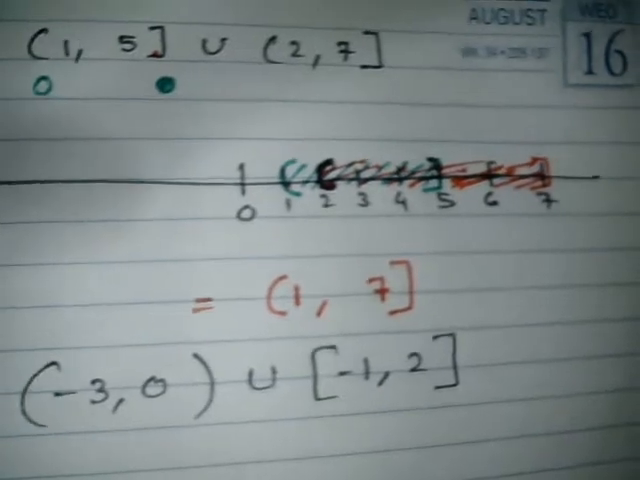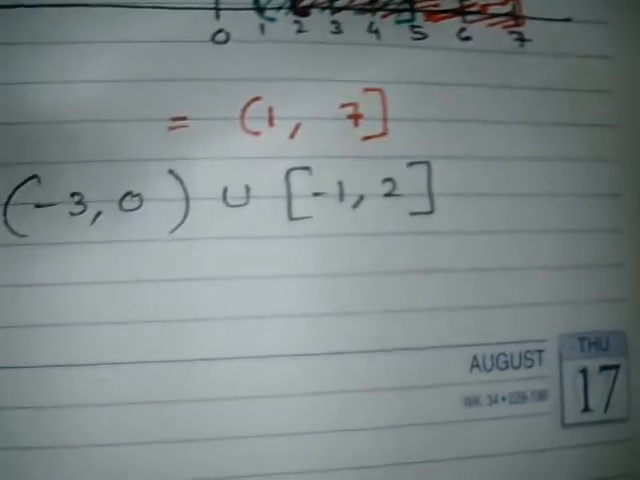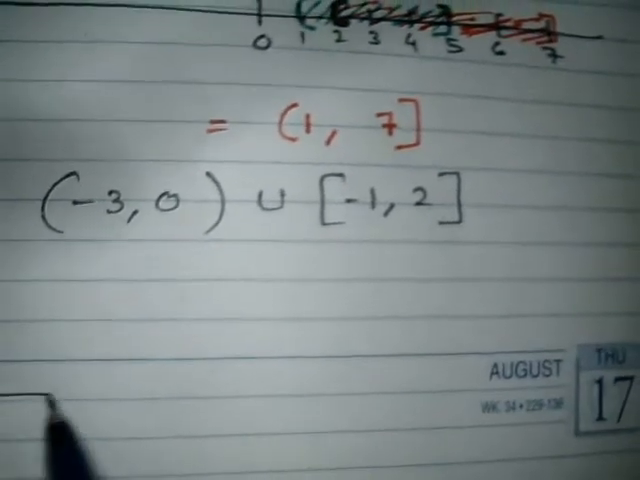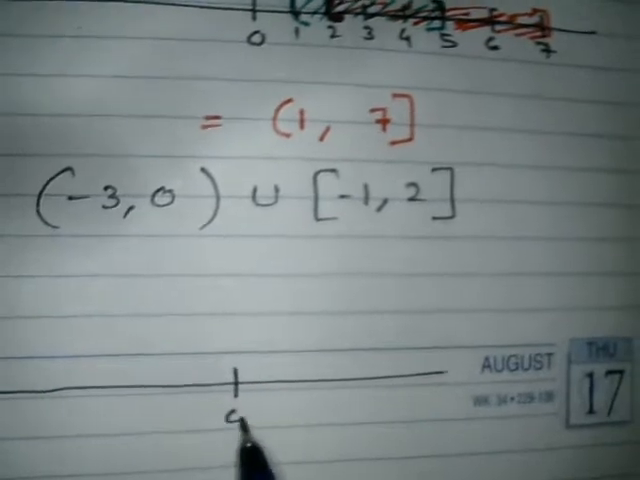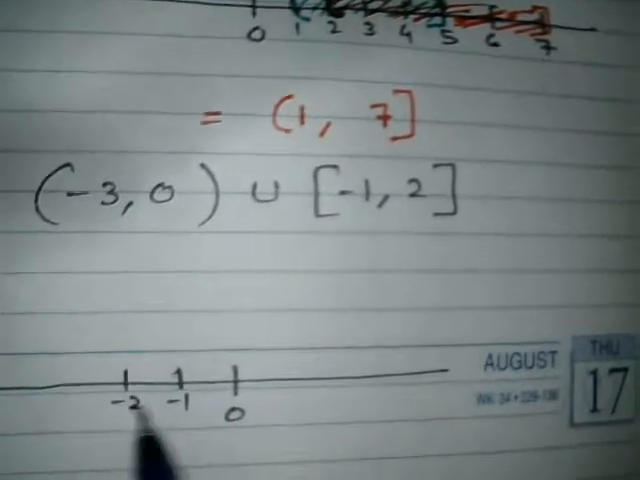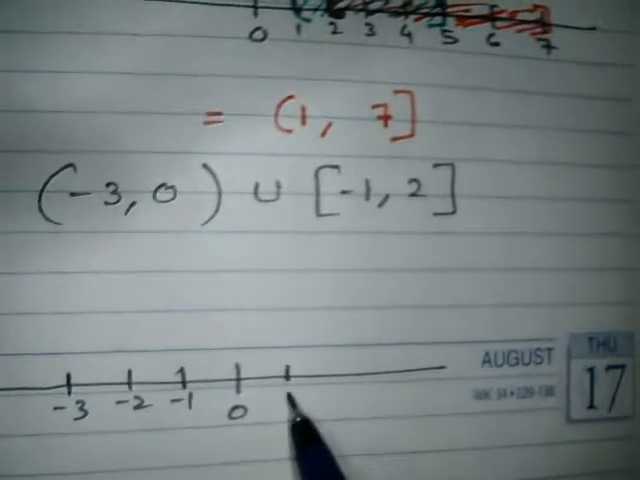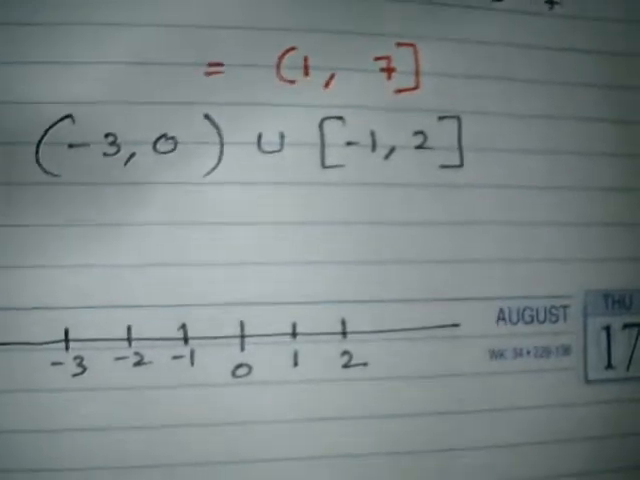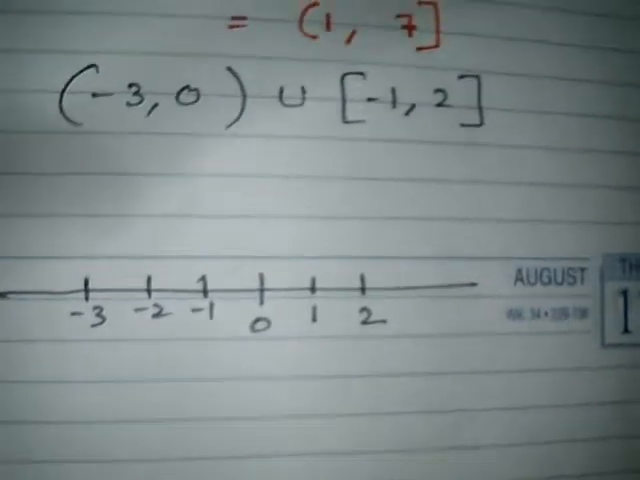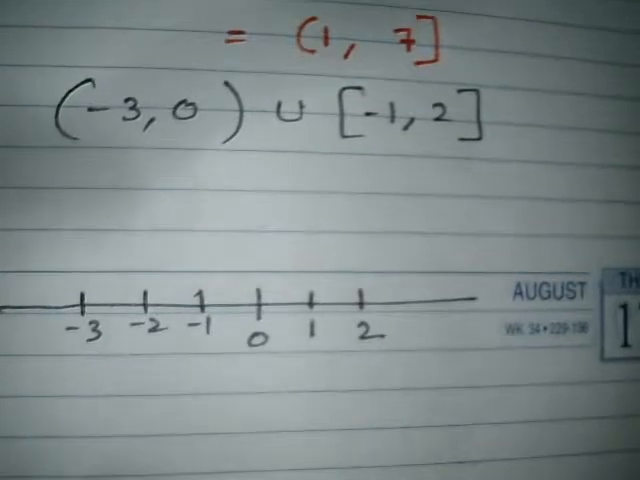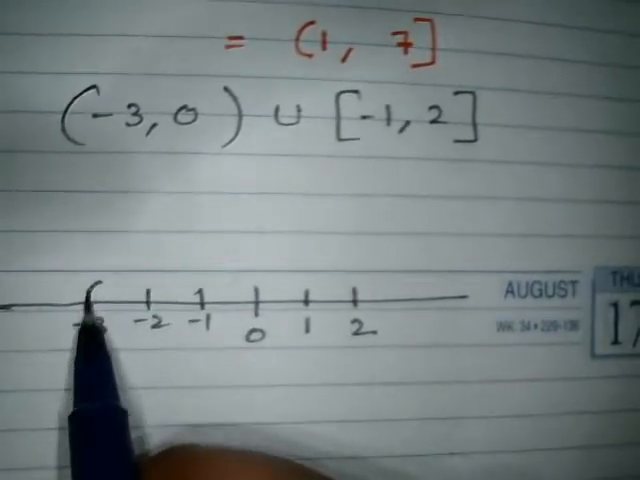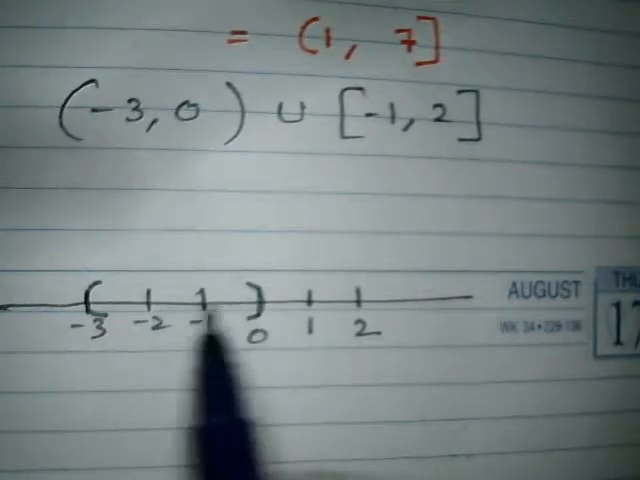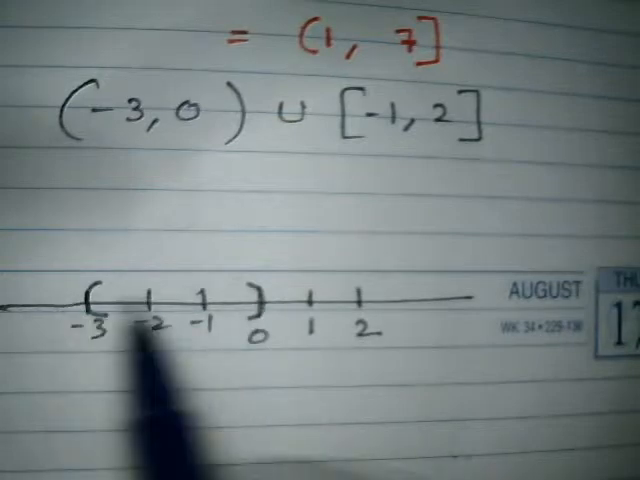Okay, first I am going to represent it on the number line. Okay, this is your number line and we need 0, on this side negative 1, negative 2, negative 3, and 1 and 2, correct? This is negative 3. On negative 3 it is an open bracket, so I am going to put an open bracket. It is going to be till 0, correct? So it is going to contain all the points over here, all the real points.